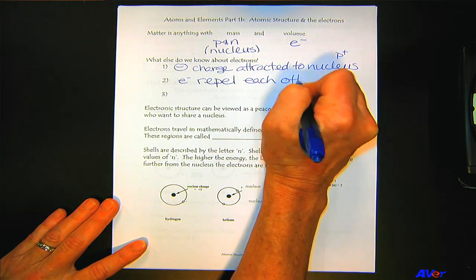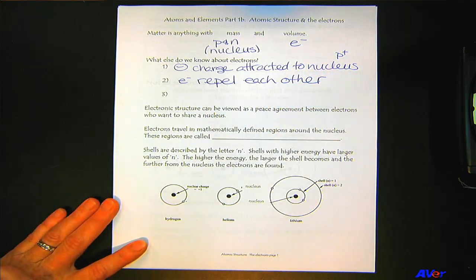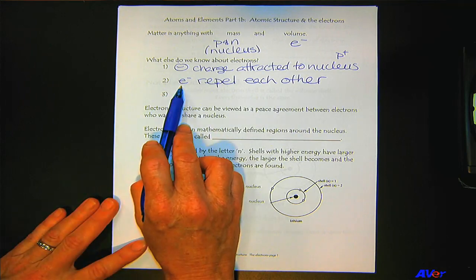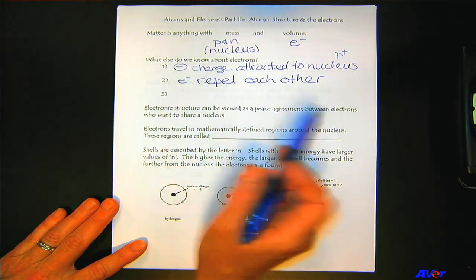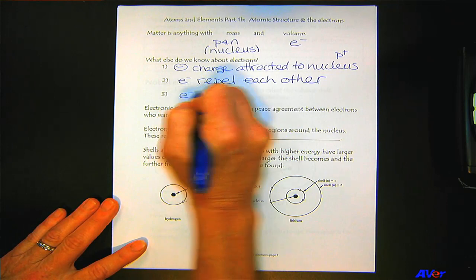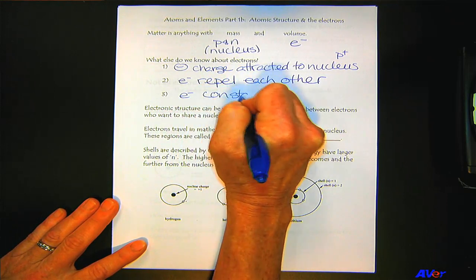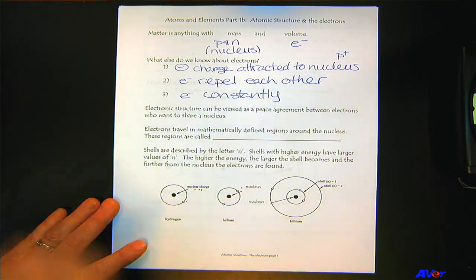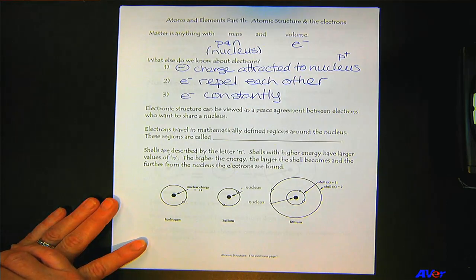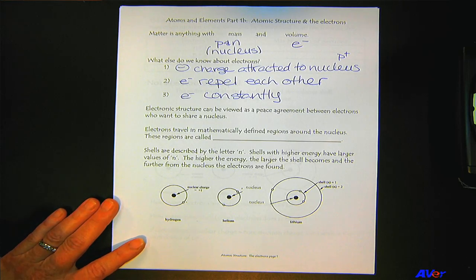How much do electrons hate each other? They hate each other so much that they can prevent a supernova from collapsing and forming. Eventually, gravity takes over. But electrons do not like each other. And what else do we know about them? They are constantly moving. All right, so let's see how all of this comes together into the structural aspects of electrons within an atom.